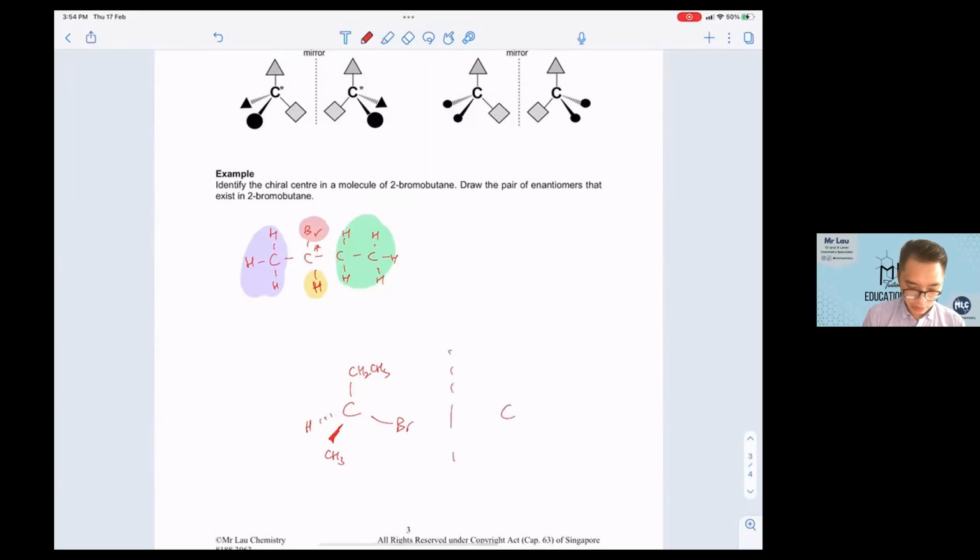Okay, then you draw the mirror image. The top remains unchanged. This one shows the reflection. And this will be your CH3 coming out, and your H going in. So this is how you draw enantiomers.